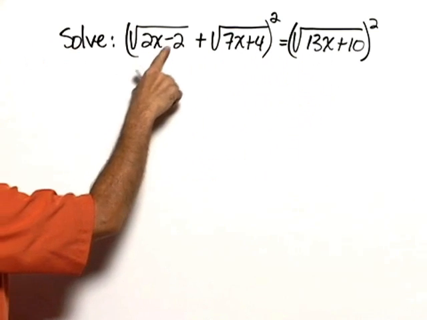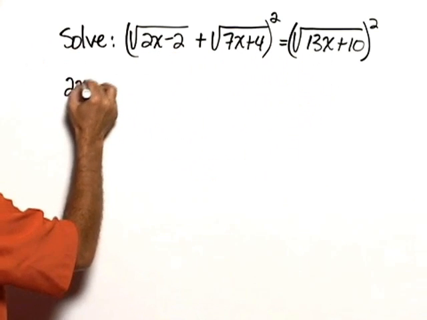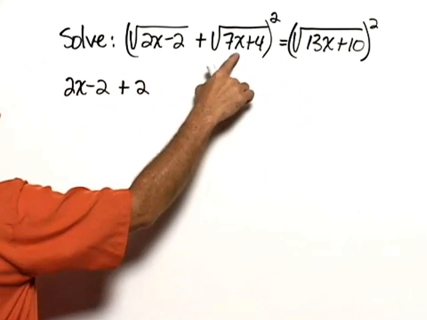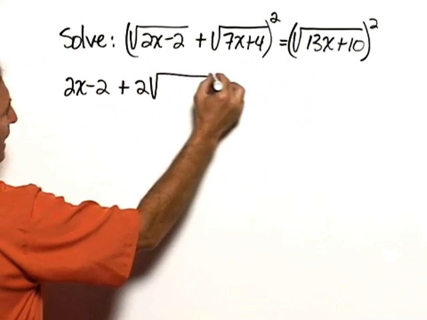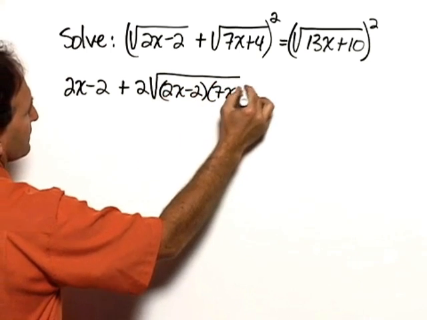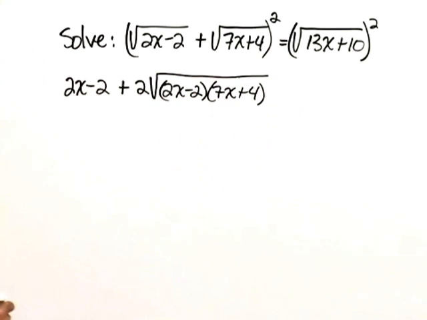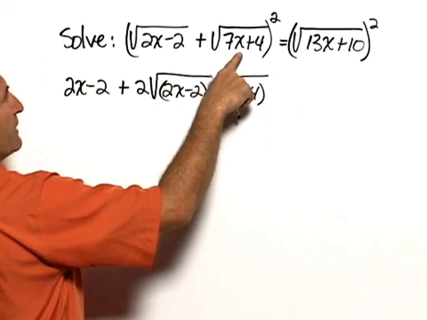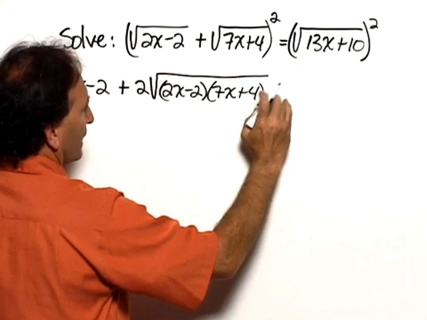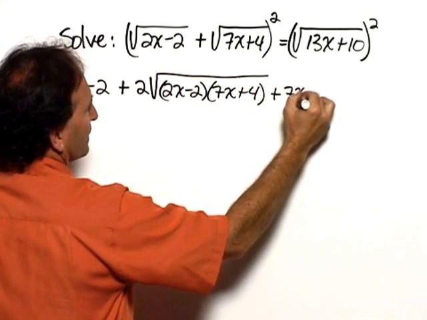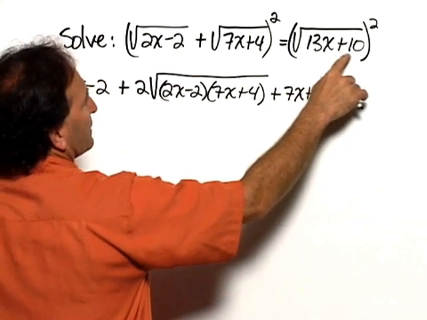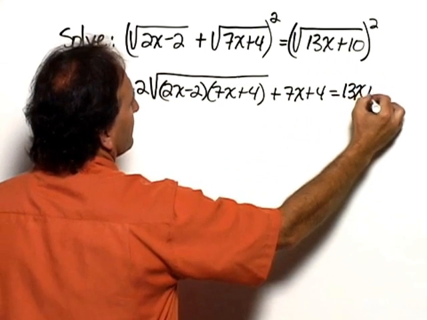The square root of 2x minus 2 squared is 2x minus 2. Then we would have plus twice the product of these two radicals, which we can put underneath the same radical. So 2x minus 2 times 7x plus 4. Then we would have the square root of 7x plus 4 squared. So that's going to be plus 7x plus 4. And then that's equal to the square root of 13x plus 10 squared, which is just 13x plus 10.